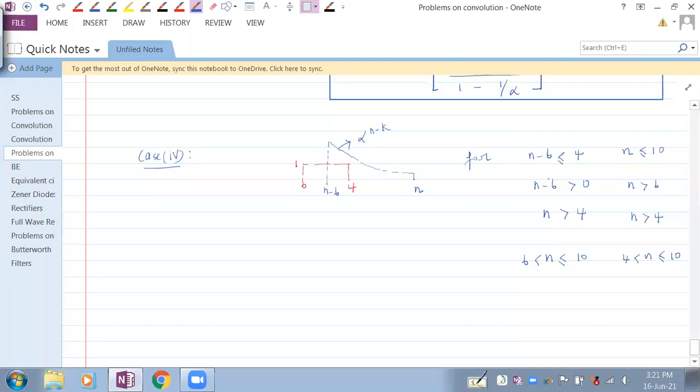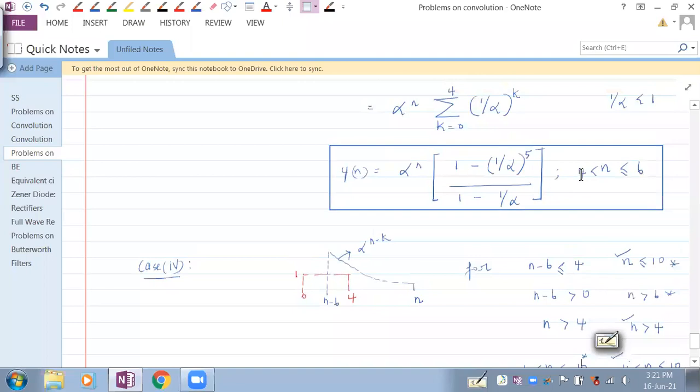If you consider these two, this and this will come. So among the two, which range you will consider? I've told you we have to consider the shorter range. From where to where we already have come? From 4 to 6 we have come.